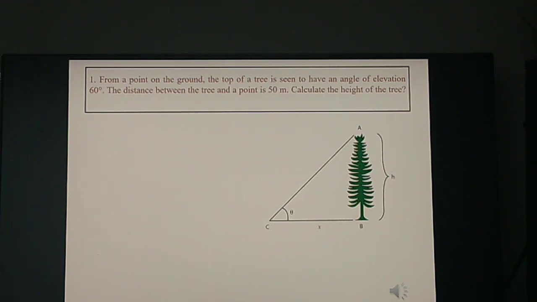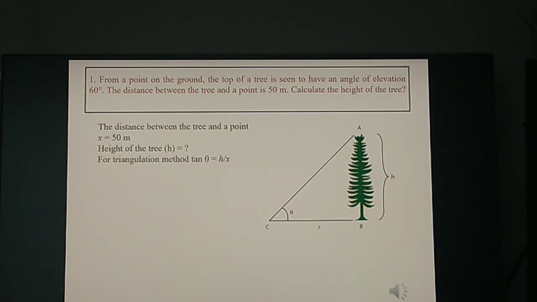So, you are given that there is a tree whose height is unknown, which has to be calculated, and if you stand at a distance 50 meter from the tree, the angle of elevation to see the top of the tree is 60 degree, which is given to you. The unknown is the height. So what do we know? We have an angle, we have a right angle triangle ABC, and we know the angle is 60 degree.